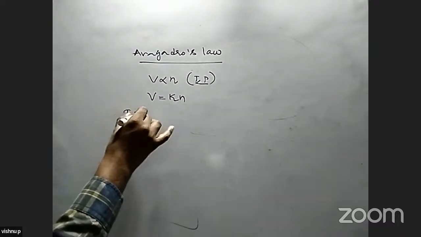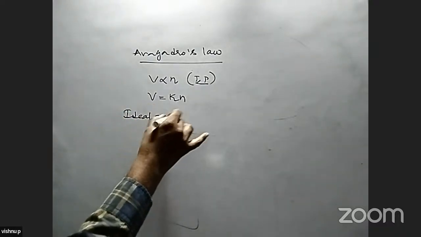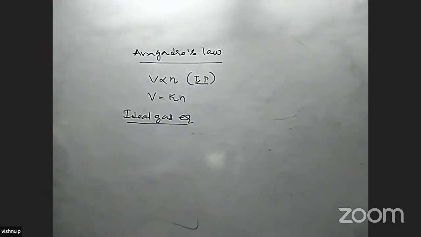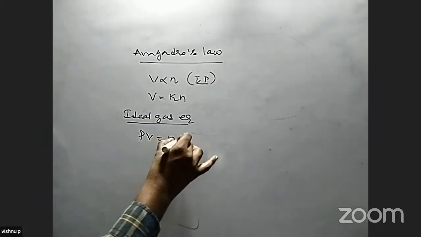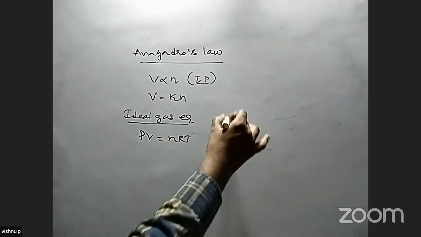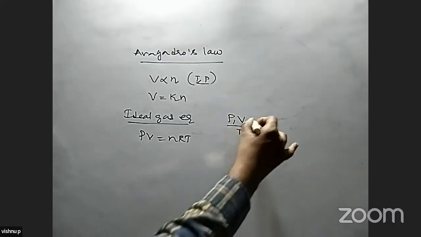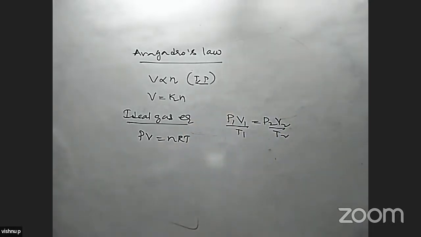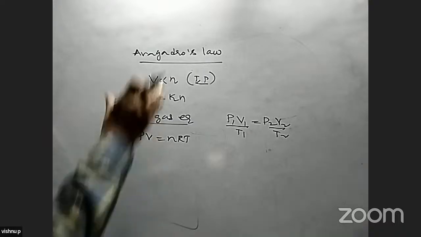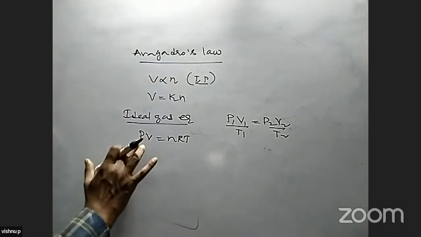So from all the gas laws, we get the ideal gas equation. So what is the ideal gas equation? PV is equal to nRT. This is called the ideal gas equation, or we can use P1 V1 by T1 equal to P2 V2 by T2 also. Ideal gas means that between gas molecules no attractive or repulsive force is present, that is called an ideal gas.